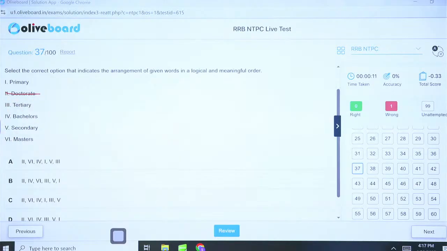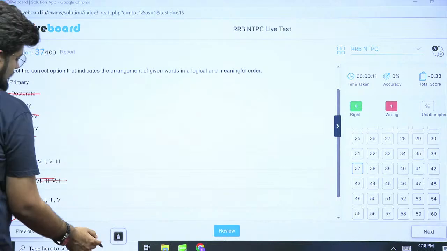Now if you look at the options only, it will become very easy. After doctorate it has to be masters. So 2, 6 will be the next answer, so this is gone. After masters it is bachelors, so 4, which is there in all the 3. After bachelors it is tertiary, so 3 will be the correct answer after 1. This is option C. Sorry. What am I doing? So after 4, bachelors, we would have tertiary, so after 4 we would have 3. After tertiary we would have secondary, then primary, so option D is the right answer.